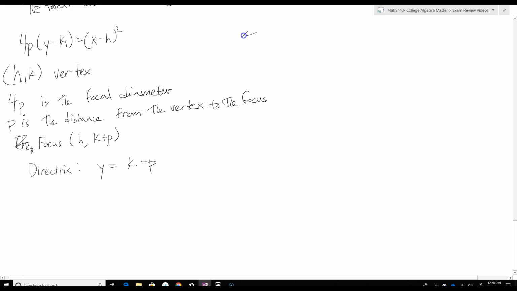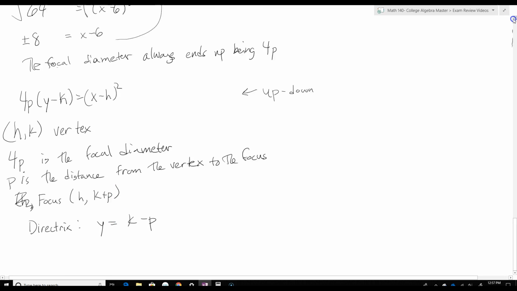By the way, this is all for up down. Left right, you're just going to switch which of these you're going to use. Instead of using k, you'll use h. Okay. So this is our directrix. So we've got our vertex, focal diameter, focus, directrix. Oh, and the last piece that we want is the axis of symmetry.